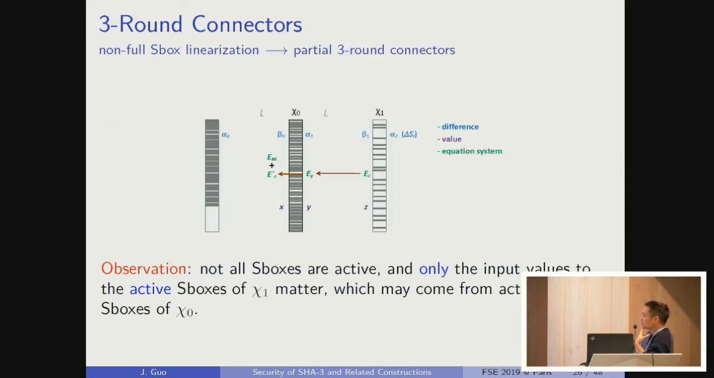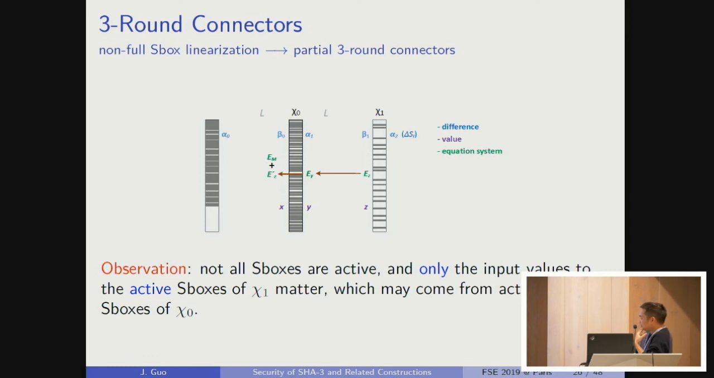We observe that if we have a 2-round connector, in the second chi layer not all the S boxes are active, only few of them. So we don't really need to linearize all the input bits here. We only care about those active S boxes. For the S boxes which are not active, we don't really need the input bits to be linear. So what we do is trace what bits are needed in this chi1 layer and propagate this condition back into the chi0 layer.